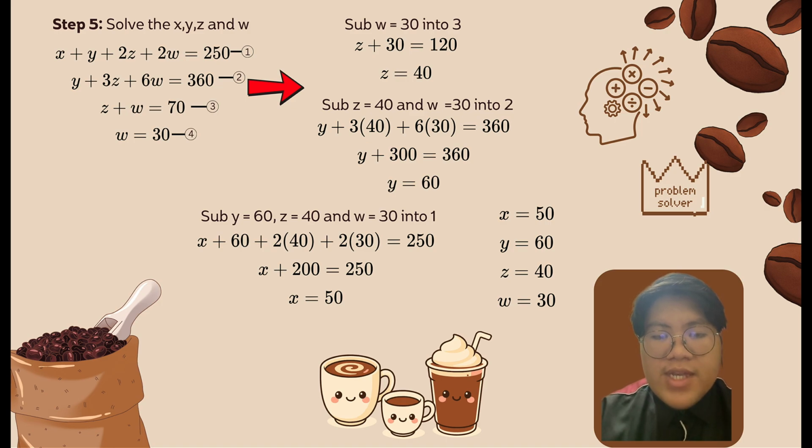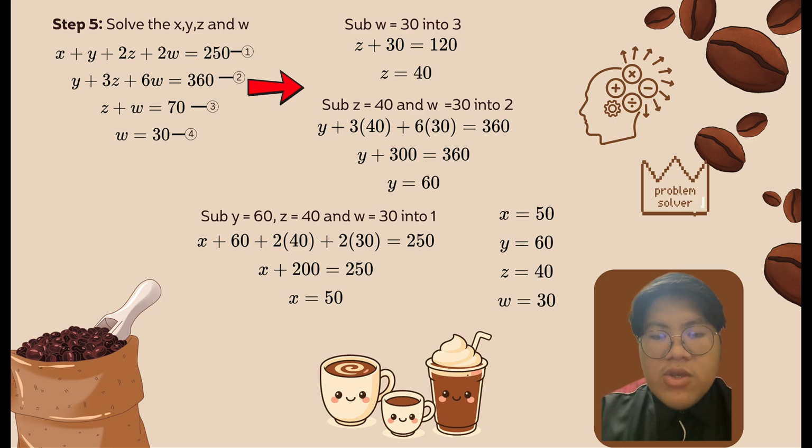Back substitution for z and y. Next, we substitute w equals 30 into equation 3, giving us z plus 30 equals 70. Solving for z, we get z equals 40. Now, we substitute both z equals 40 and w equals 30 into equation 2. This sets up the equation as y plus 3 multiplied by 40 plus 6 multiplied by 30 equals 360, which gives us the y value equals 60.